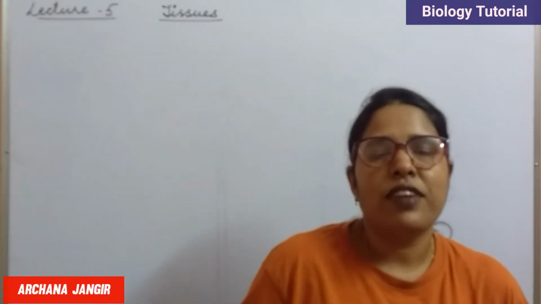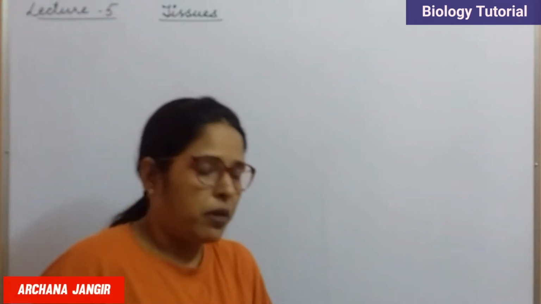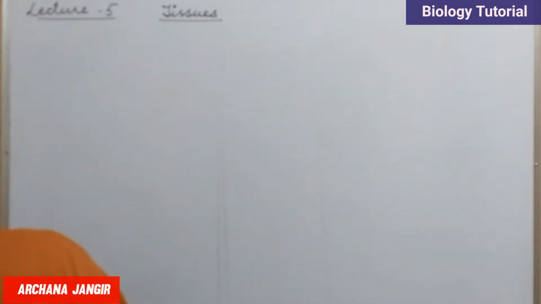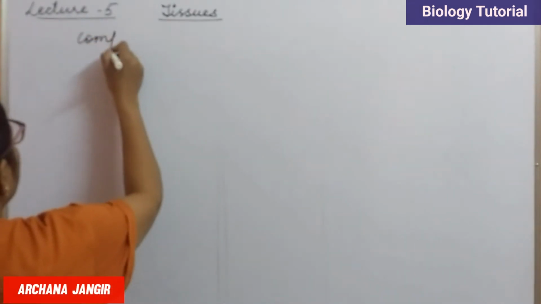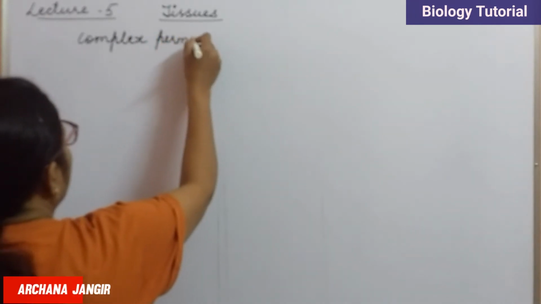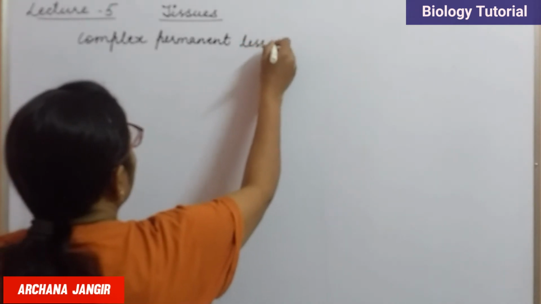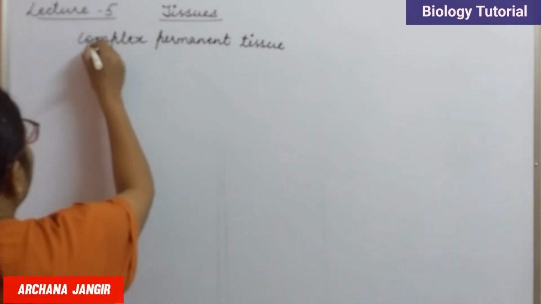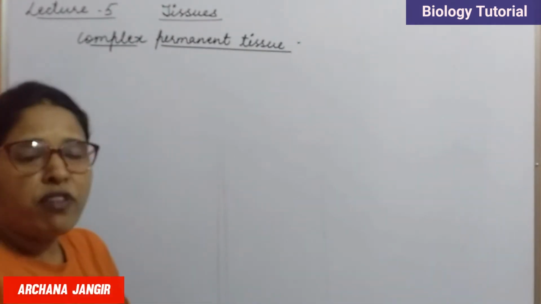Hello students, welcome to the next lecture of tissues, and in this lecture we are going to discuss the complex permanent tissues. In our previous lecture we had discussed the simple permanent tissues, and here is complex permanent tissues. As the name indicates, complex permanent tissues are made up of more than one type of cell.